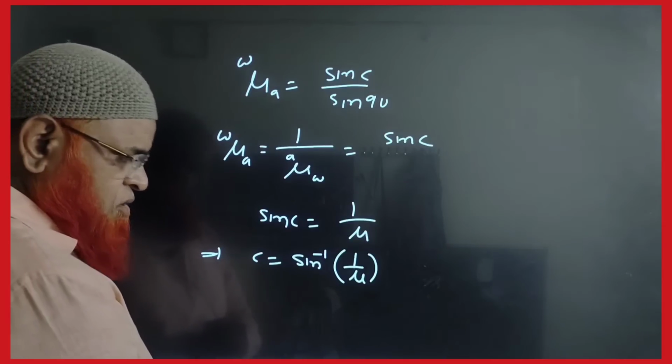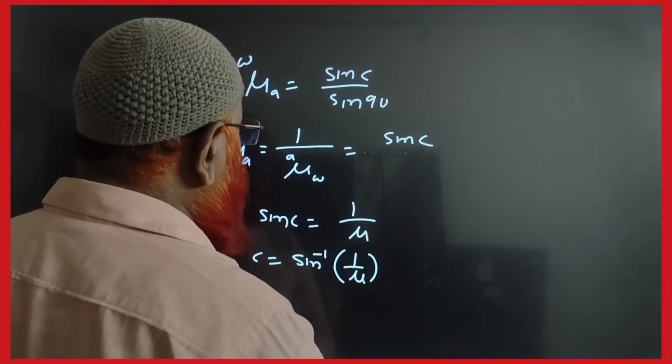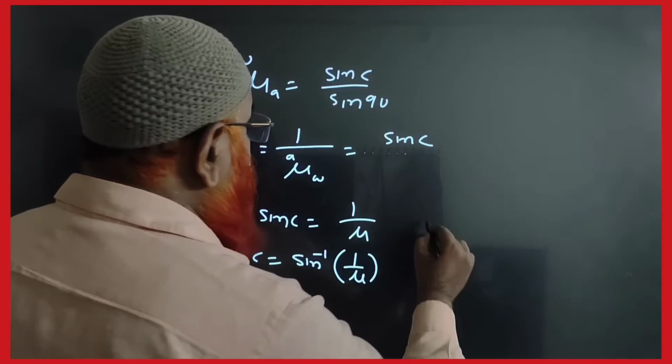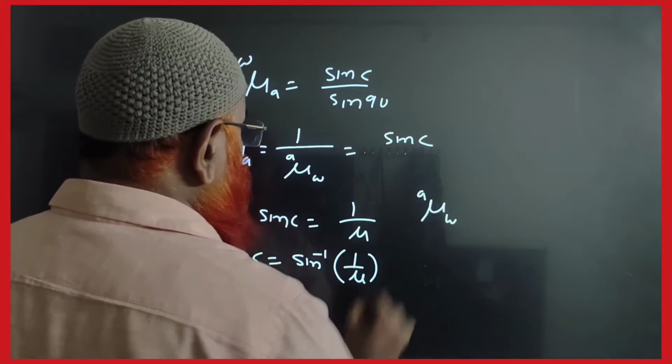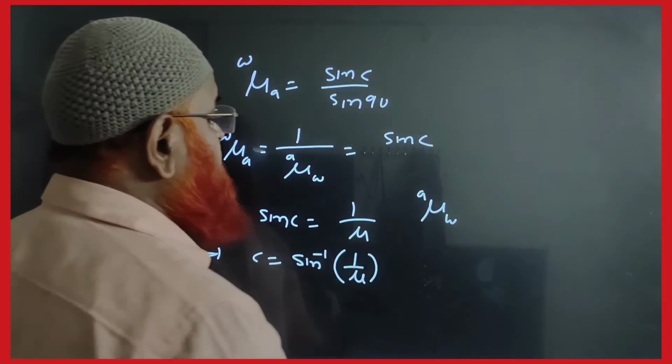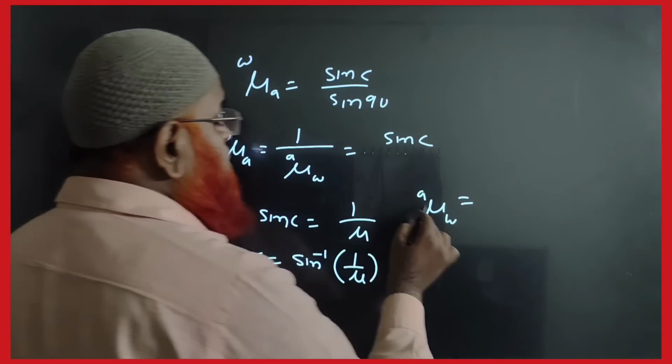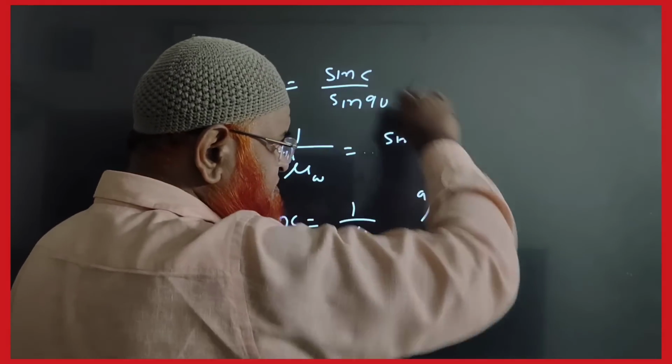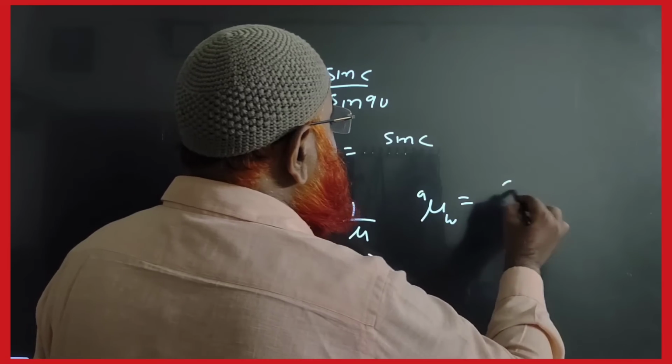Understood? Is it okay? Yes. So this is said to be the critical angle. And what is this? Mu is what? Mu of water with respect to air. What does it mean actually? Light is traveling from air to water. Air means C by V.